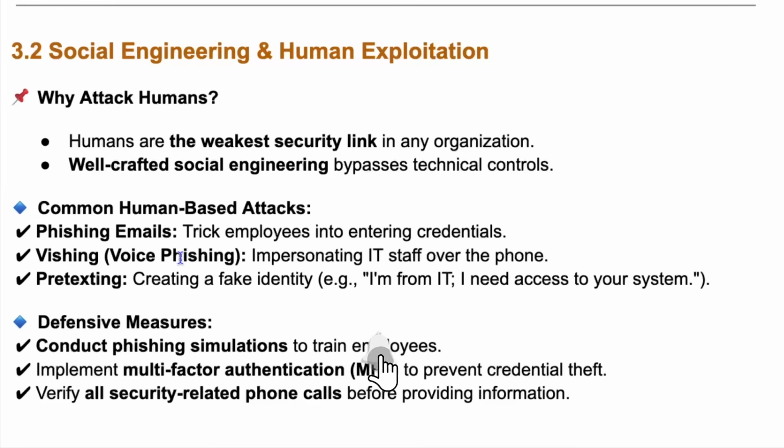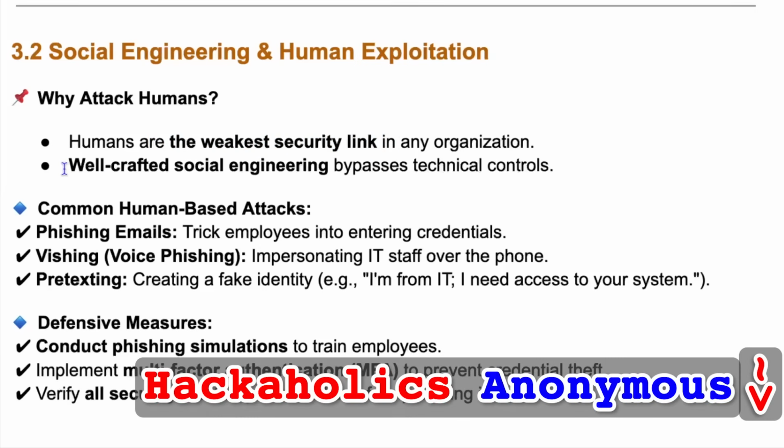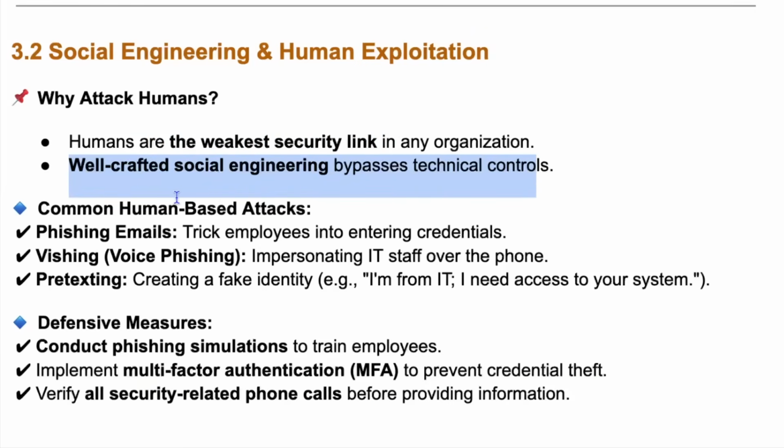Which brings us to the weakest link in the security chain, which is the human being. So why would you attack a human being? Human beings are the weakest security link in any organization. Well-crafted social engineering can bypass technical controls, because you can have really great technical controls and a security posture that is amazing technically. However, human beings can be unaware, right?